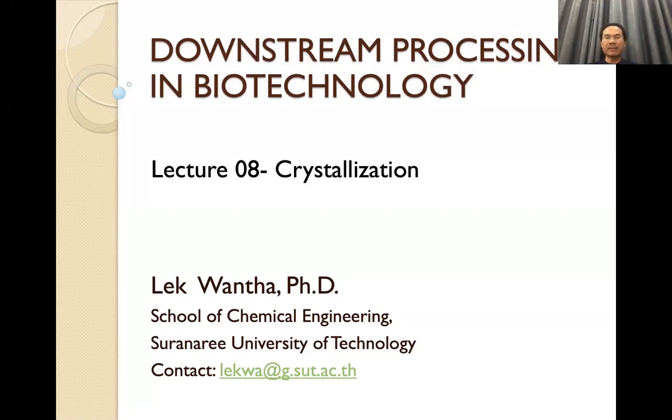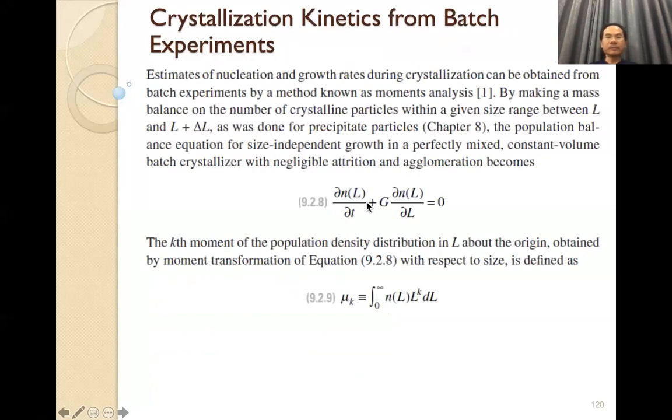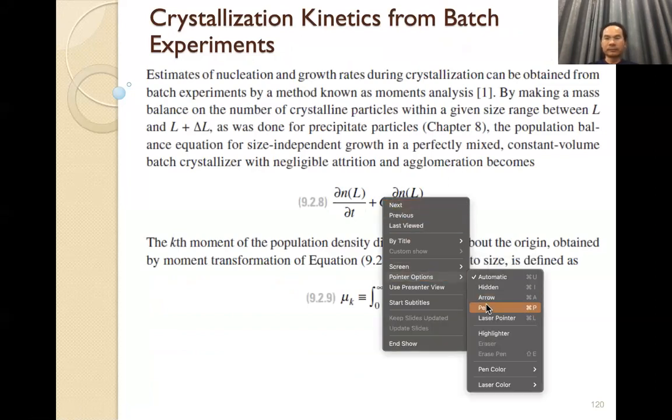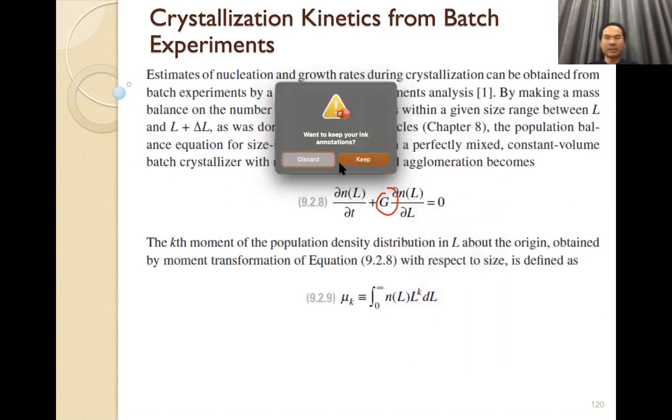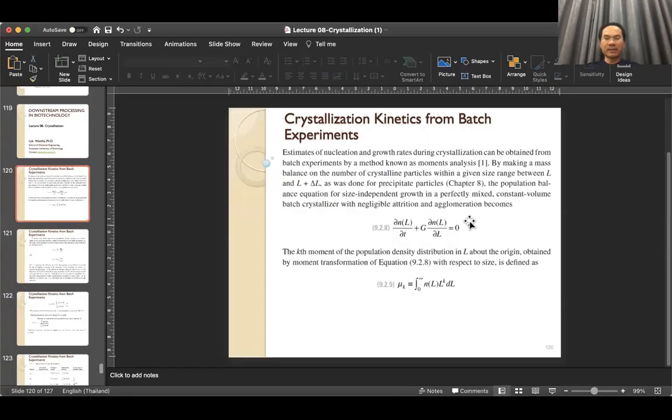This lecture is the last section of the crystallization. Last lecture we talked about the continuous crystallizer, but now we will focus on the batch crystallizer. If we talk about the population balance for the batch crystallizer, the growth rate is independent of the size. That means the population balance is similar to the continuous crystallizer, except n is a function of L and a function of time, right?